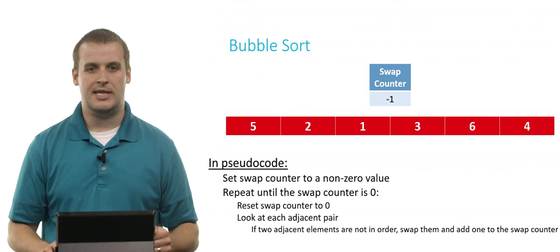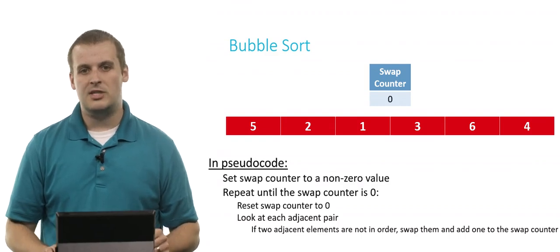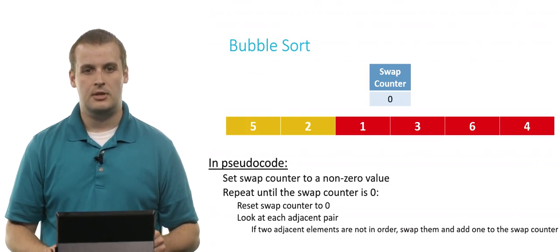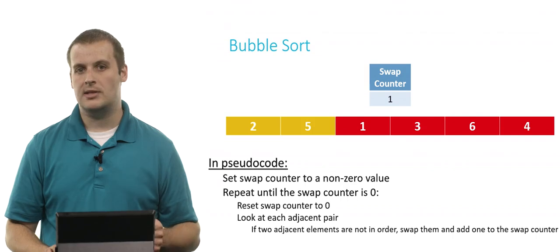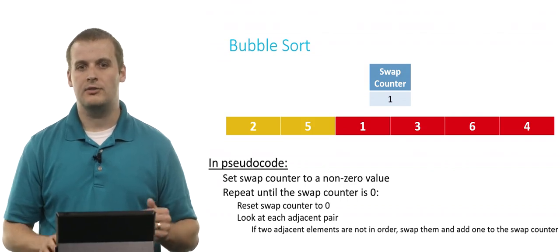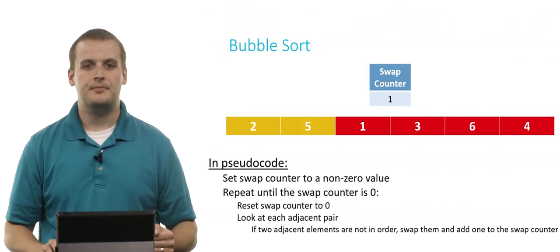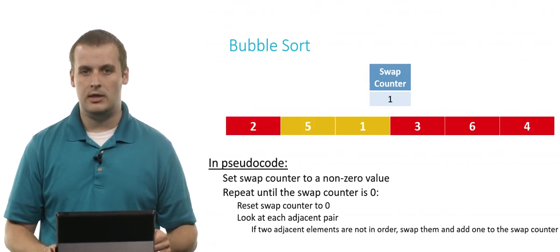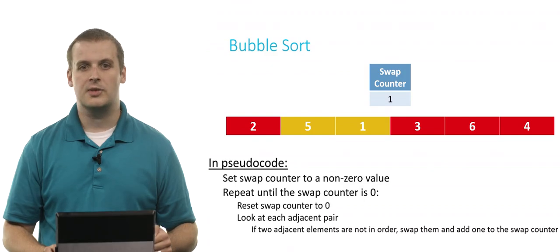So the first thing we do is we set the swap counter to 0, and then we start looking at each adjacent pair. So we first start looking at 5 and 2. We see that they are out of order, and so we swap them, and we add 1 to the swap counter. So now our swap counter is 1, and 2 and 5 have been switched. Now we repeat the process again. We look at the next adjacent pair, 5 and 1. They're also out of order, so we swap them and add 1 to the swap counter.